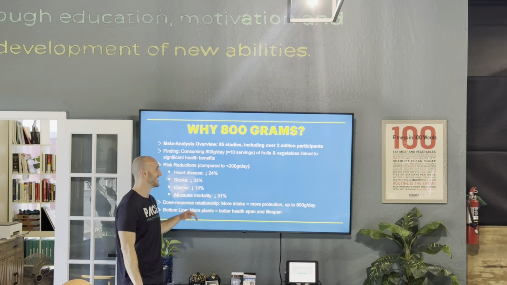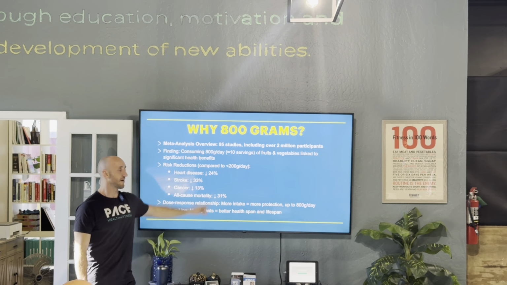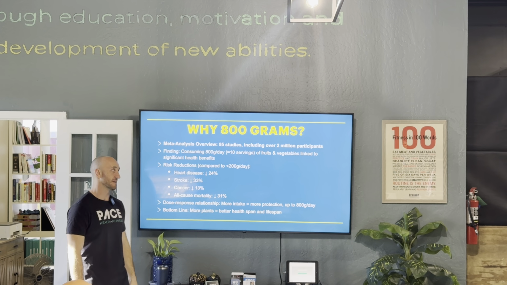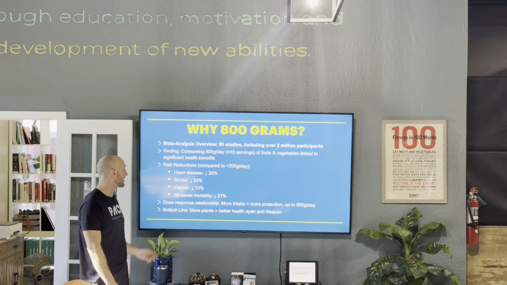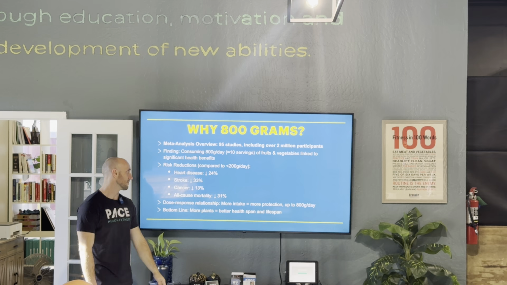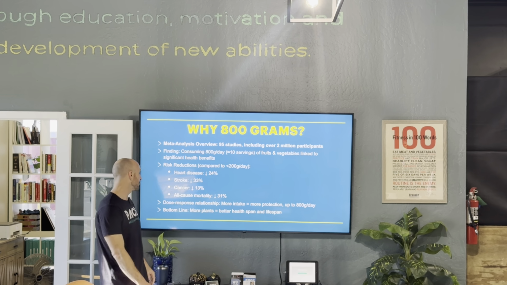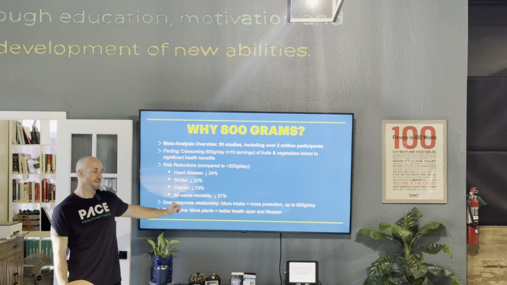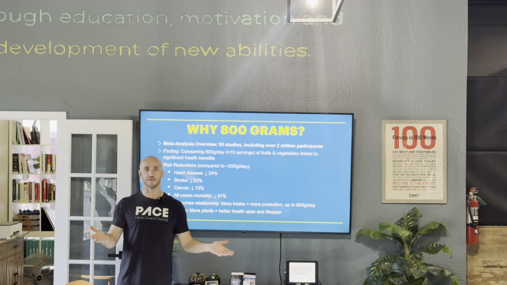I mean, maybe it is, but these were big benefits. Heart disease, down 24%, and that's a quarter, right? Stroke, down a third, 33%. Cancer, 13%. And then all-cause mortality, so any cause of death, down 31%. And the other thing is it was a dose-response relationship, meaning you eat more, you get more benefits, right?